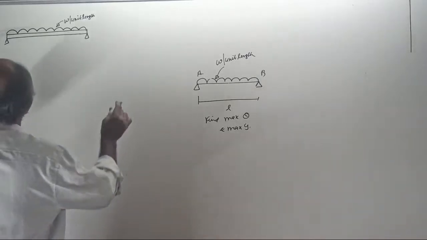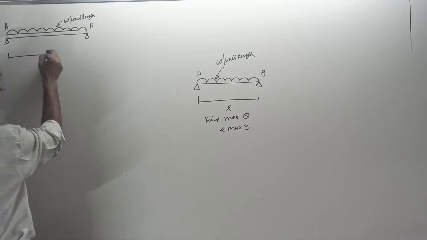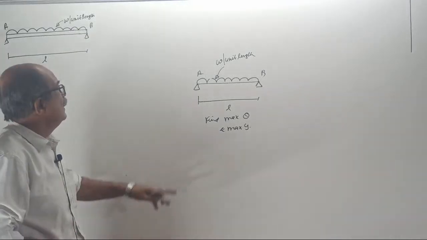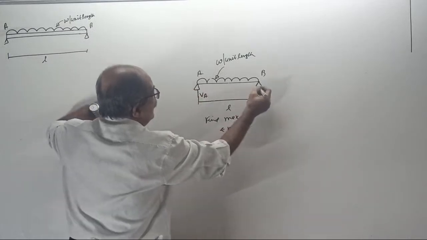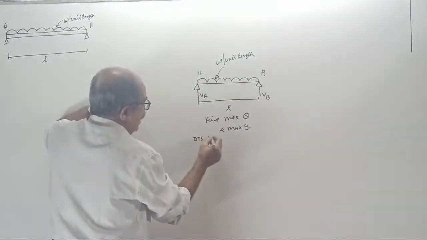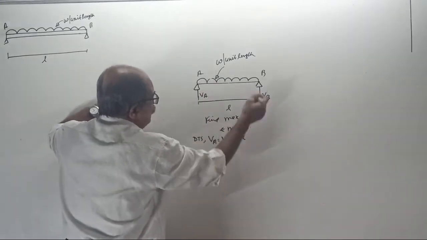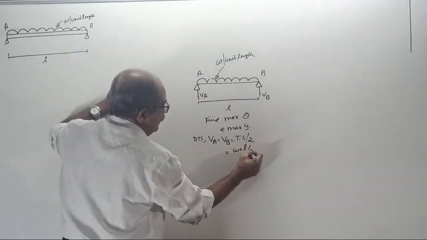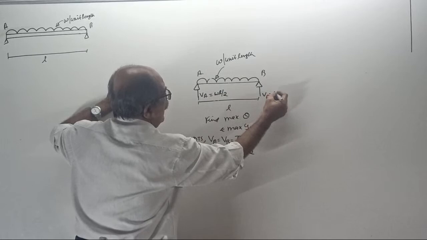Now, what? This is A, this is B. Span is L. See, as usual, span L. What we want? We first want bending moment diagram. Make a note. If the reaction is VA here, reaction is VB here, you first write due to symmetry, reaction VA equal to reaction VB equal to total load on the beam divided by 2, equal to W into L, is the total load, divided by 2. So go back and enter WL by 2 and WL by 2.